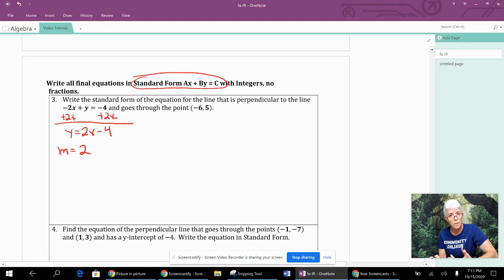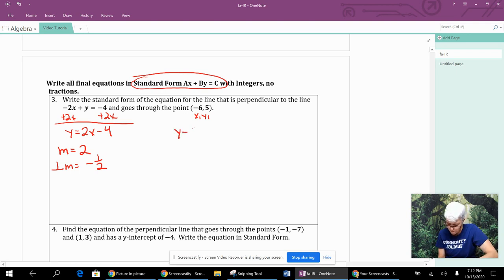All right, think about it. What would be perpendicular to that? Well, we know one thing. It would be a negative half. That is correct. So now I have my slope. I have my x1 and I have my y1. So what will I use? Point slope formula. You notice we're doing this a lot.